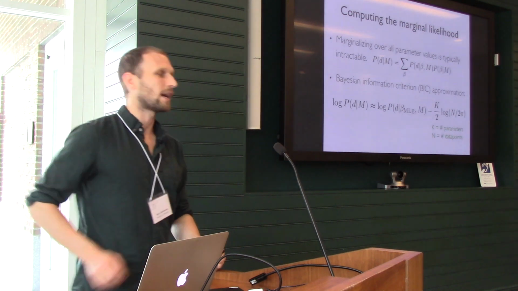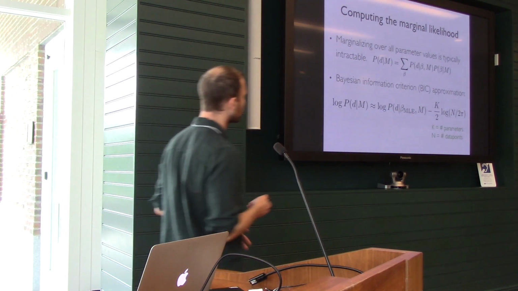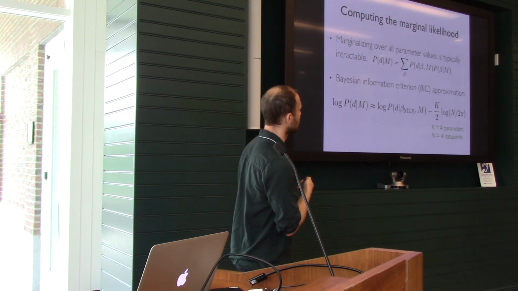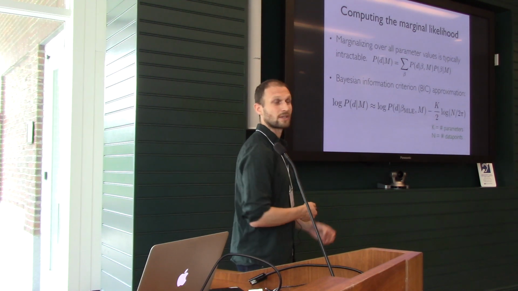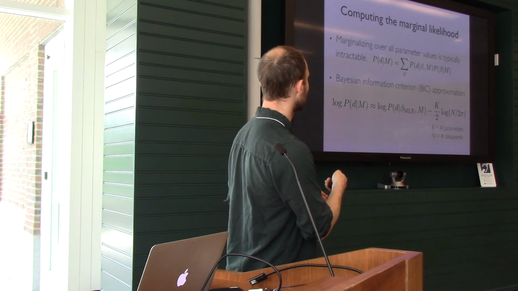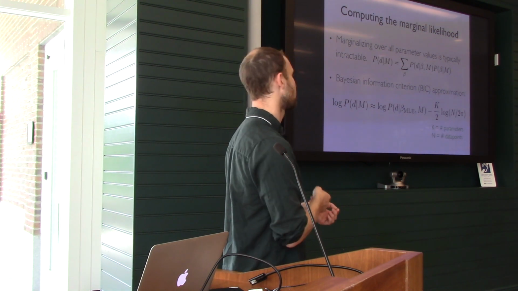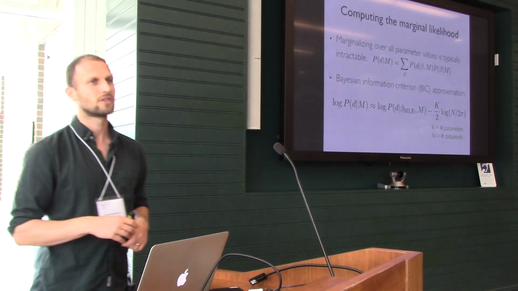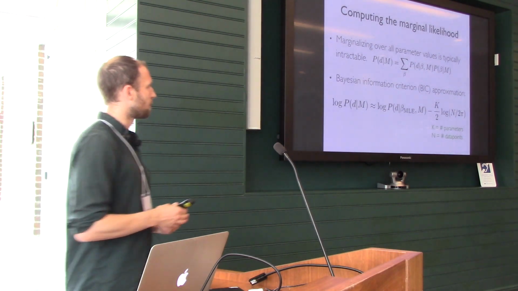Right. So how do you actually compute it? Marginalizing over all the parameters is typically intractable. I put a sum here, but typically the parameters are continuous. So what you really have is some possibly high-dimensional integral of the likelihood times the prior to obtain the marginal likelihood, and that's intractable. How are we going to approximate it?